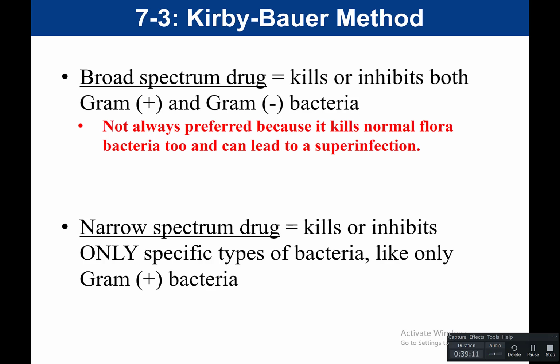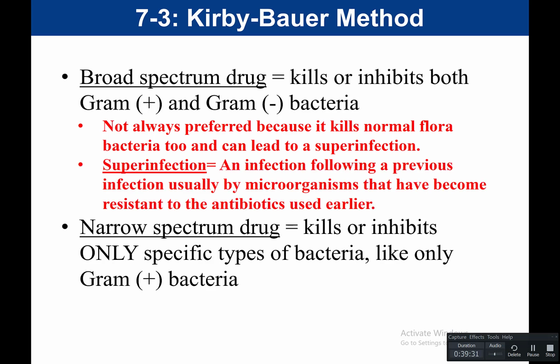So broad spectrums have a use, but they also have a drawback. They're not always preferred because they're not only getting rid of the bad bacteria, but they're getting rid of the good bacteria too. And this can also lead to what we call a superinfection. A superinfection is an infection following a previous infection, usually by microorganisms that have become resistant to the antibiotic used earlier. So basically, it's a secondary infection.